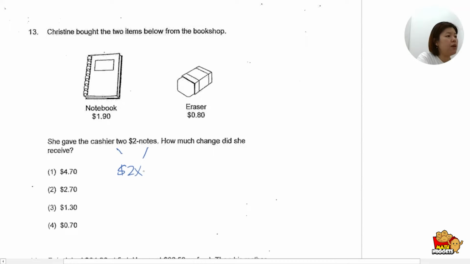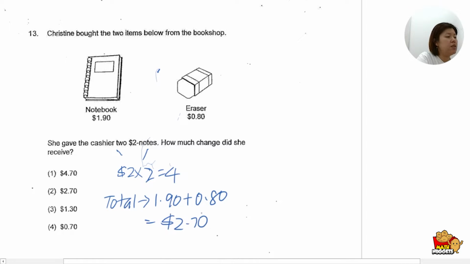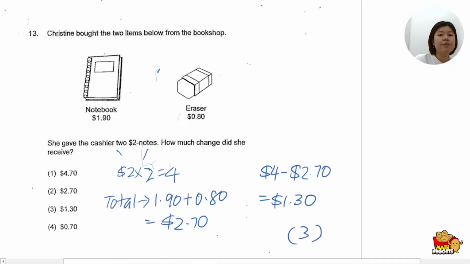So $2 will be 2 times 2. Okay, 2 times 2 will be $4. So I find the total will be 190 plus 80 cents will be 270. So how much change did she receive? We will take $4 minus 270. She will get back $1.30, which is number 3. Okay, let's move on.